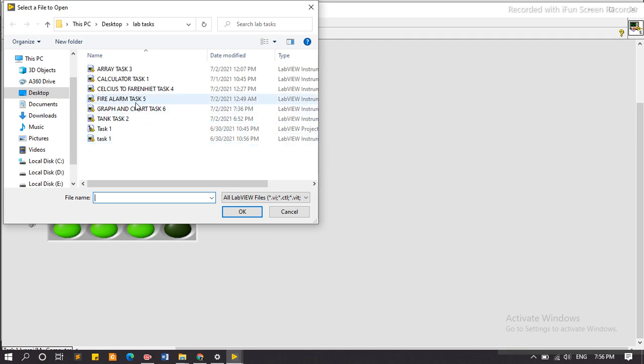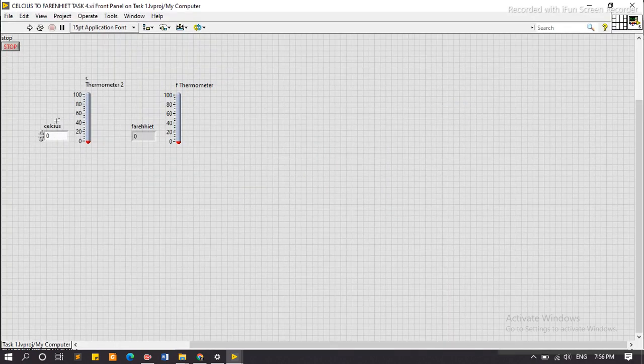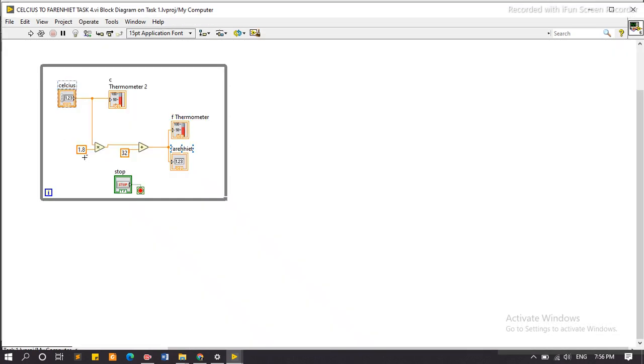Our next task is the Celsius to Fahrenheit conversion. Here is a simple numeric control, and here is an output. If we go to the block diagram of this, we use the formula temperature multiplied by 1.8 plus 32, which converts into Fahrenheit.